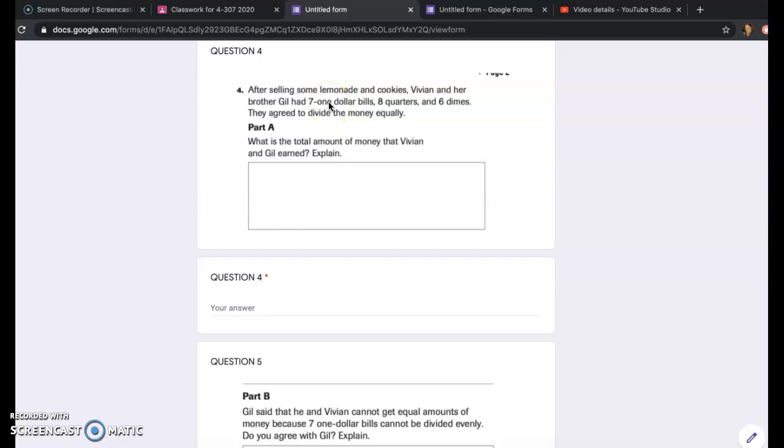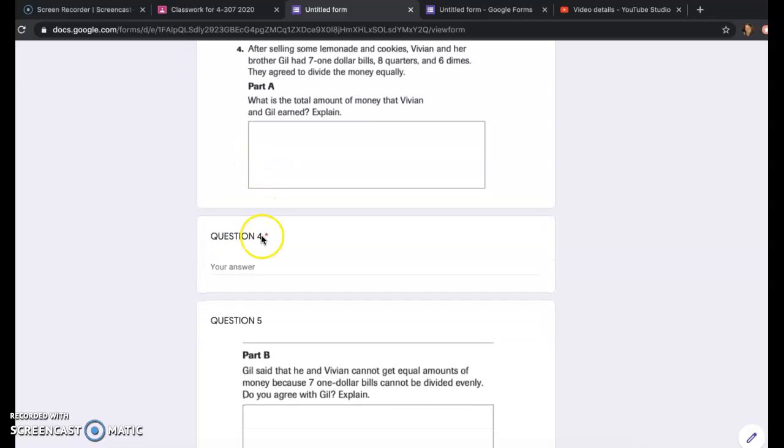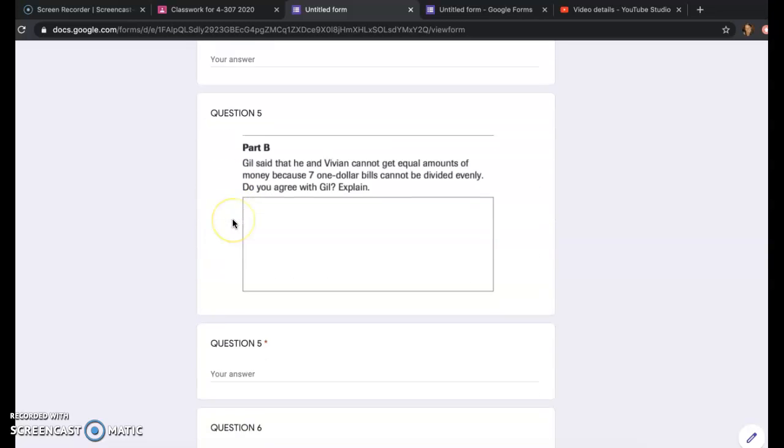Question 4. After selling some lemonade and cookies, Vivian and her brother Gil had 7 $1 bills, 8 quarters, and 6 dimes. They agreed to divide the money equally. What is the total amount of money that Vivian and Gil earned? And explain. You'll do that right here.